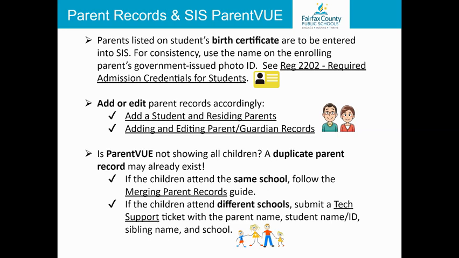If you need to add or edit any parent records, we have instructions in the hub, also linked on this slide. And if a parent is logging into parent view and they're not seeing all of their children, chances are there could be a duplicate parent record created. If that happens, we have instructions for what to do if the children are in the same school or if they are in different schools. In the same school, you do have the ability to merge those parent records. But if they're in different schools, let us know. We can assist with a tech support ticket and we can go out and merge those parent records.